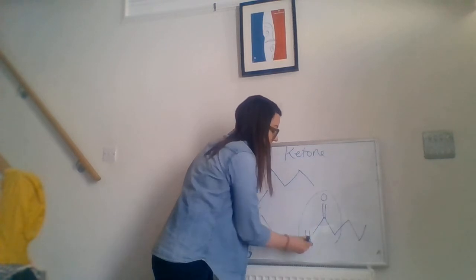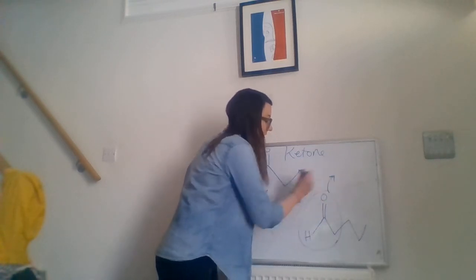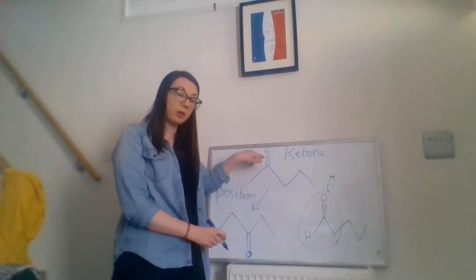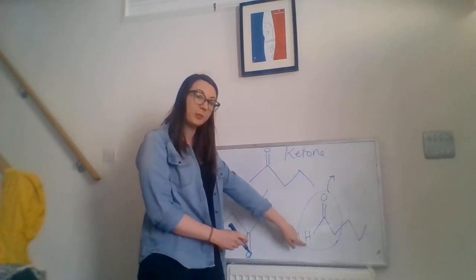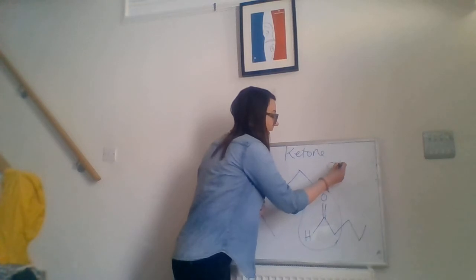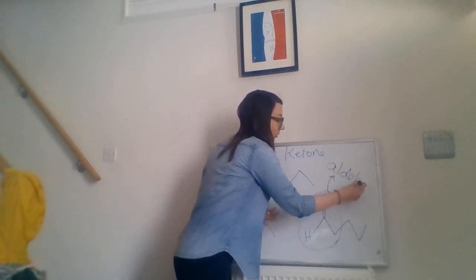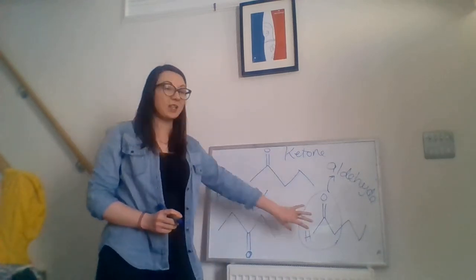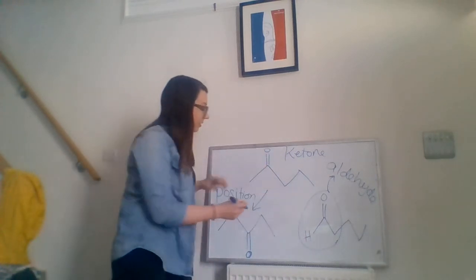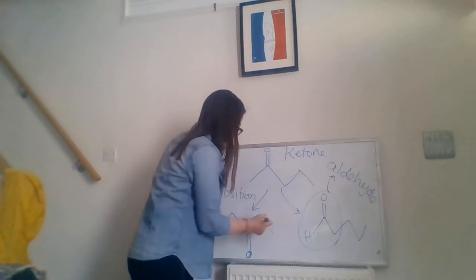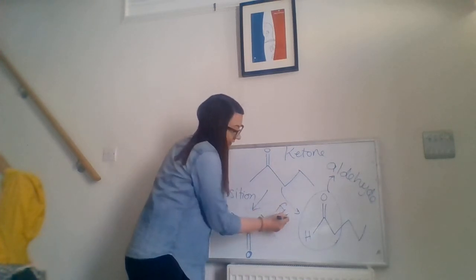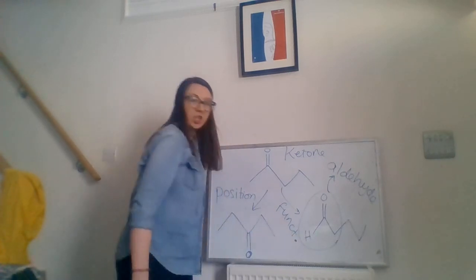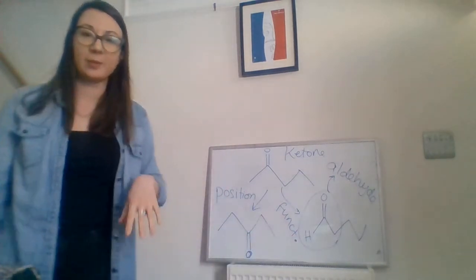Using your functional group chart, you should be able to identify this now as not a ketone anymore. It's not a ketone anymore because it's got this hydrogen positioned here. It will be an aldehyde. And because the functional group is actually rejigged into something else, this one will be a functional group isomer. Funct for short, because I don't have enough space on this whiteboard.